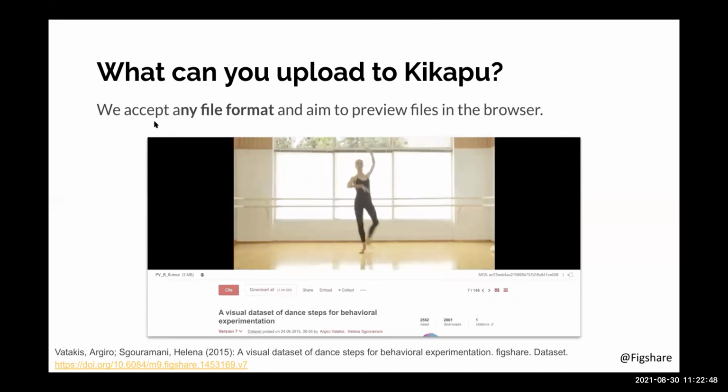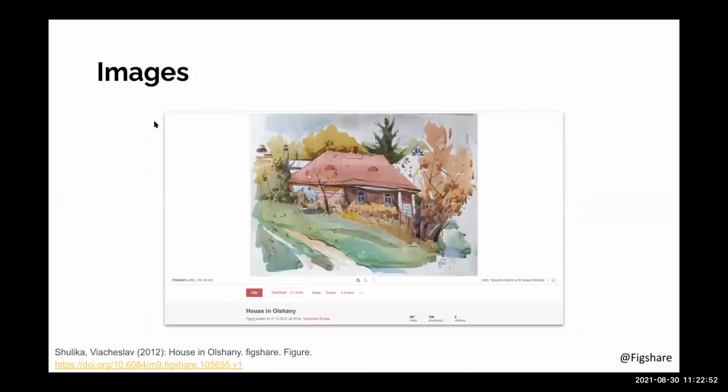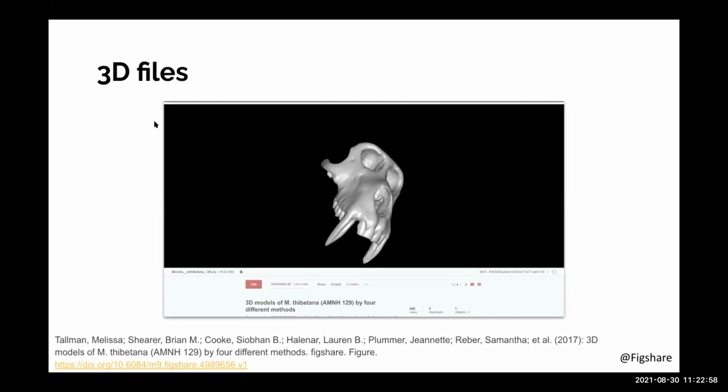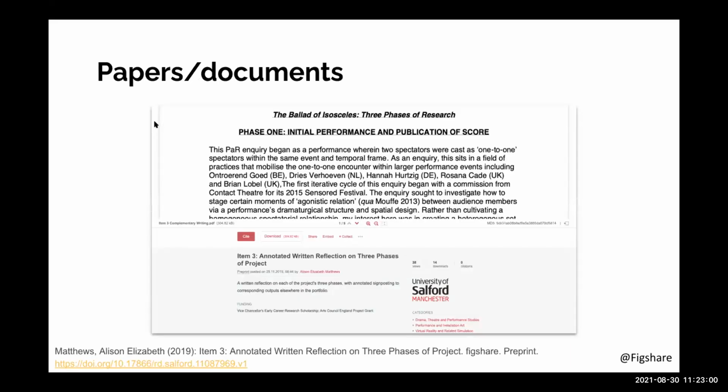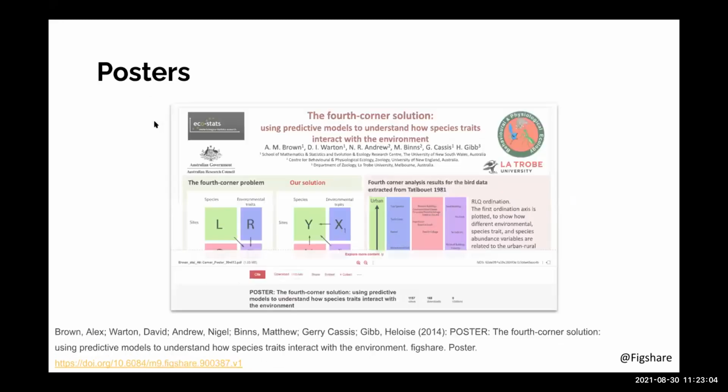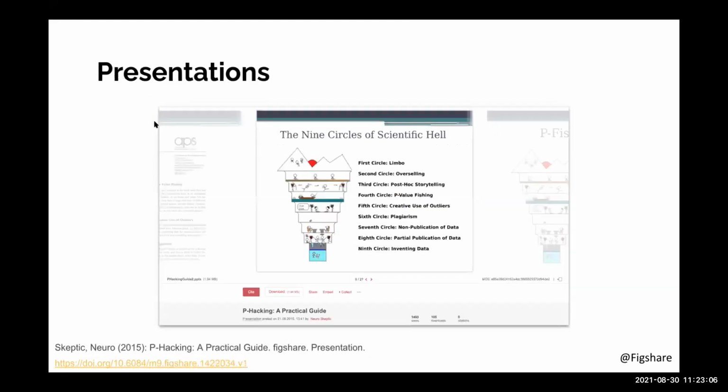File types that can be uploaded include images, audio files, 3D files, videos, text, code, posters, and presentations. And within these file types, Figshare prides itself on supporting all different file formats.